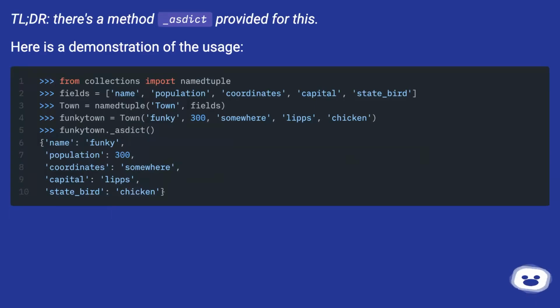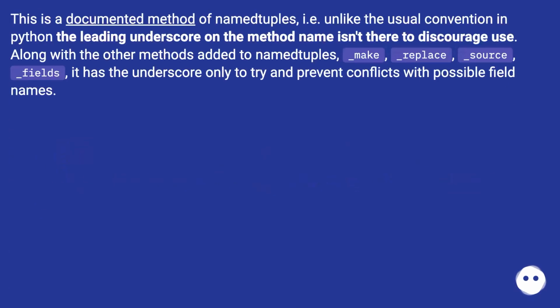TL;DR: there's a method _asdict provided for this. Here is a demonstration of the usage. This is a documented method of namedtuples, i.e., unlike the usual convention in Python, the leading underscore on the method name isn't there to discourage use. Along with the other methods added to namedtuples, _make, _replace, _source, _fields, it has the underscore only to try and prevent conflicts with possible field names.